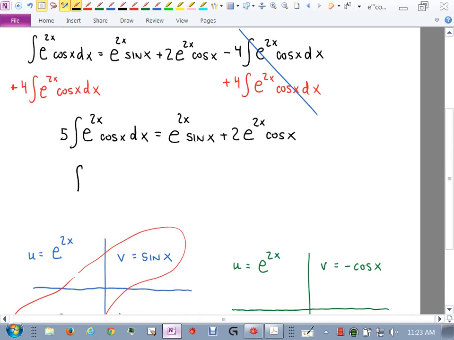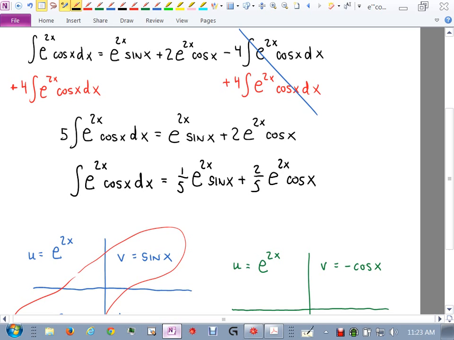Our answer is integral e to the 2x cosine x dx equals 1/5 e to the 2x sine x plus 2/5 e to the 2x cosine x. Now, we need to make sure we say, hey, hold on. We used some kind of trickery here to make this happen. We know this is the antiderivative, but all antiderivatives should have a constant of integration. So we're just going to throw plus c out here.